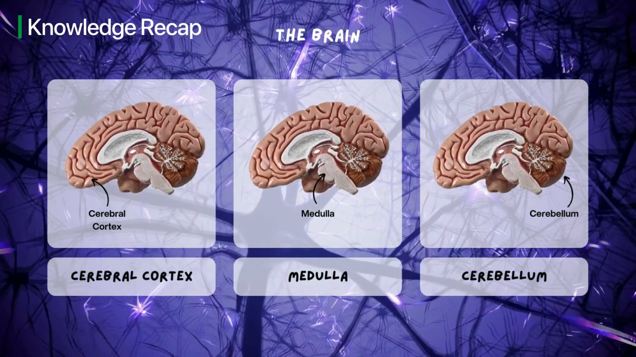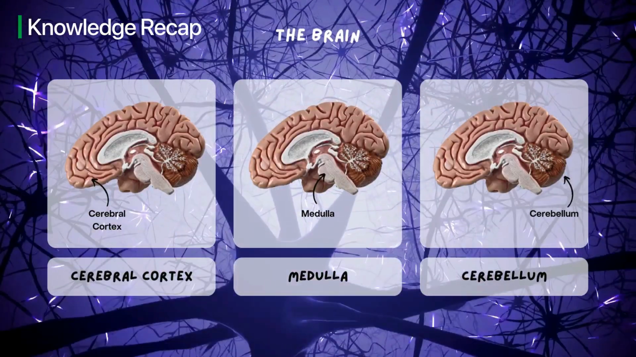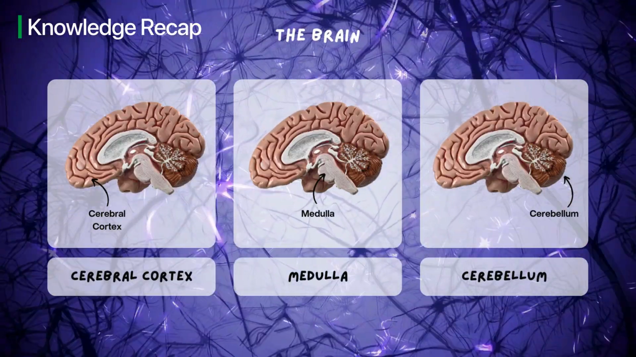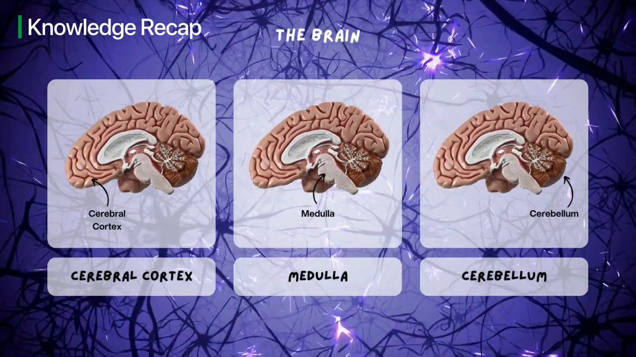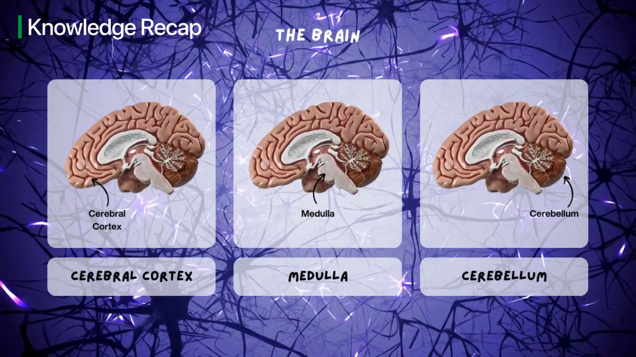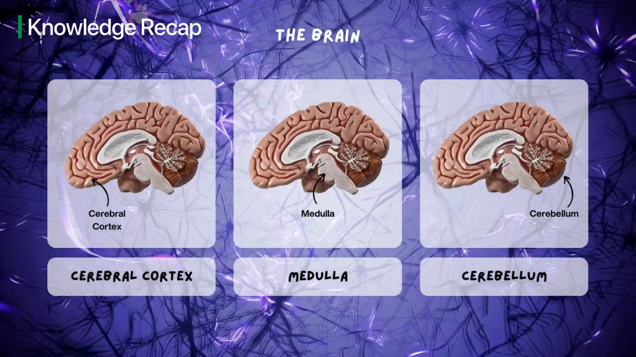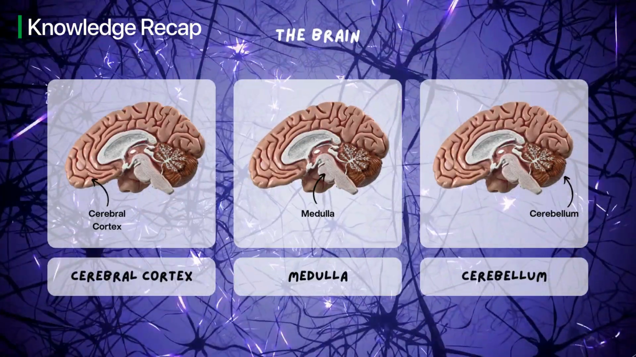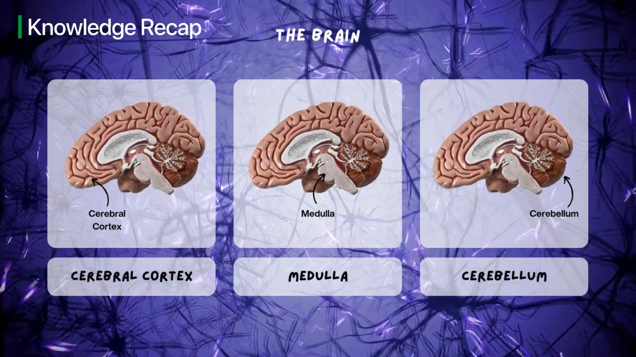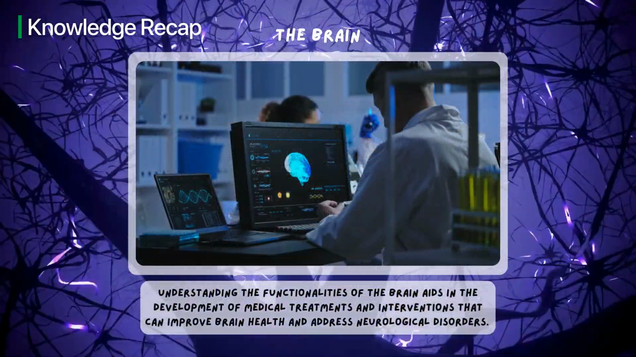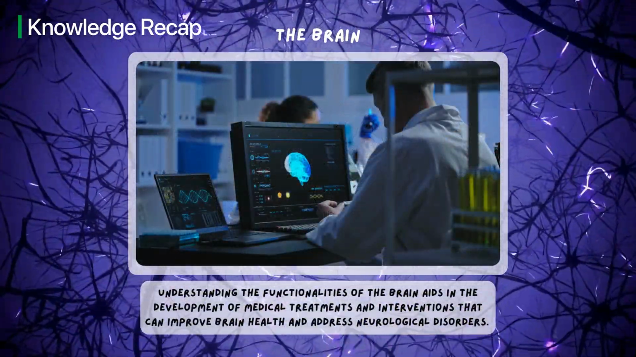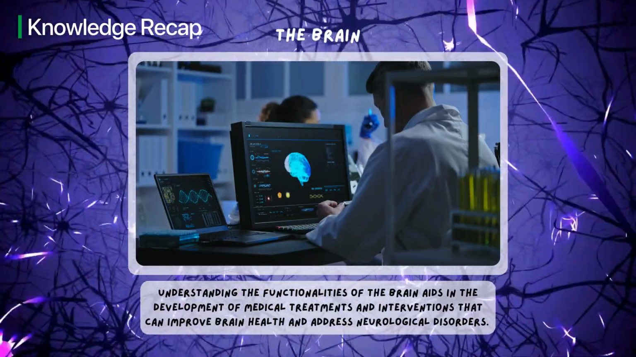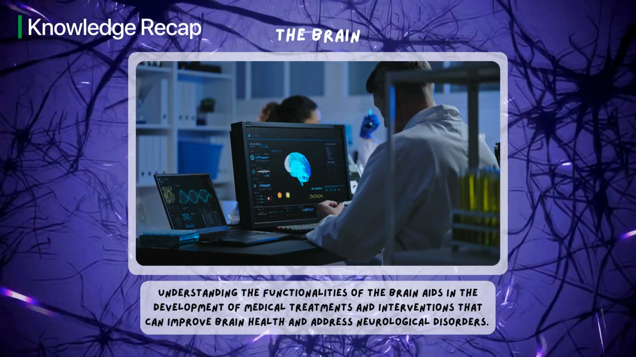So far, you have learned about the main parts of the brain, including the cerebral cortex, the medulla, and the cerebellum. This foundational understanding of the brain's structure is crucial as it allows us to appreciate how these different regions work together and respond to various conditions and stimuli. The different research methods we'll discuss today are crucial to help us to comprehend the intricate functionalities of the brain. Additionally, it aids in the development of medical treatments and interventions that can improve brain health and address neurological disorders.